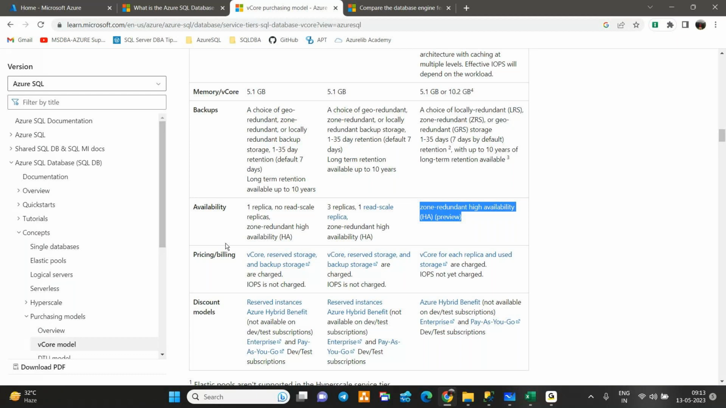Whatever core you are selecting, whatever storage you are selecting, based on that, Microsoft is charging. Microsoft is not charging for IOPS. Microsoft is only charging for core and storage. These two Microsoft is charging, sir, and you will see a lot of stuff.